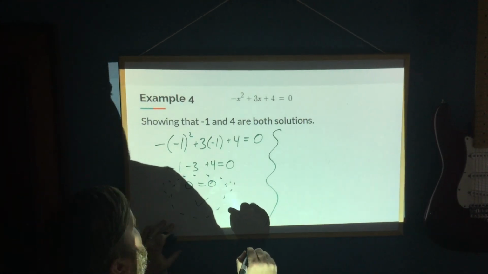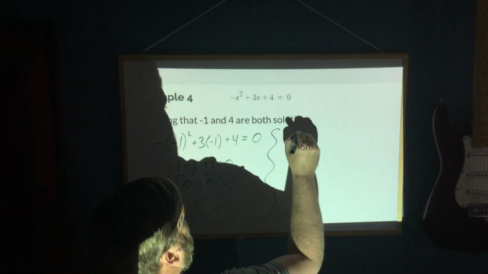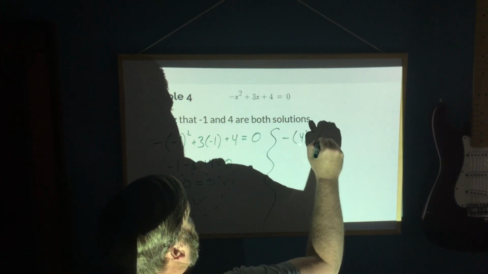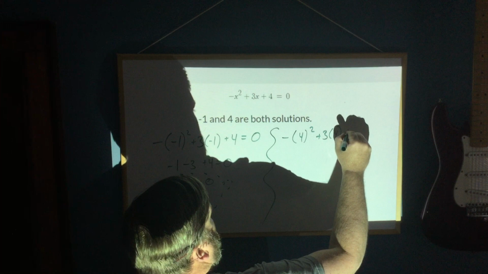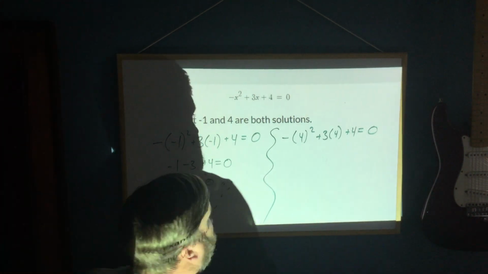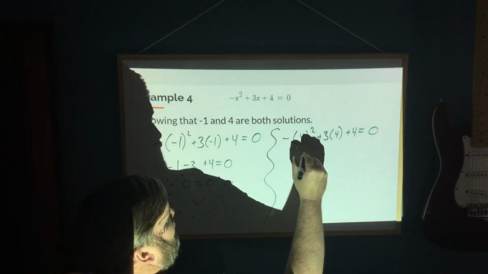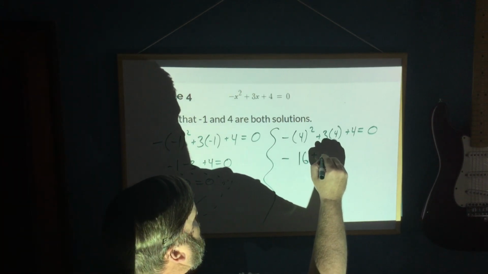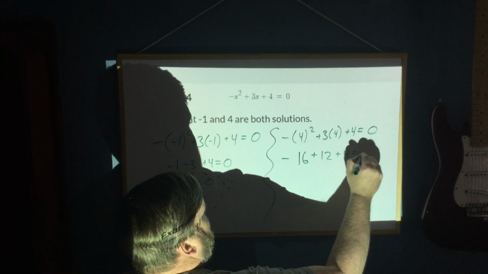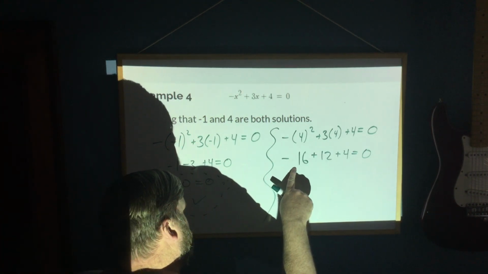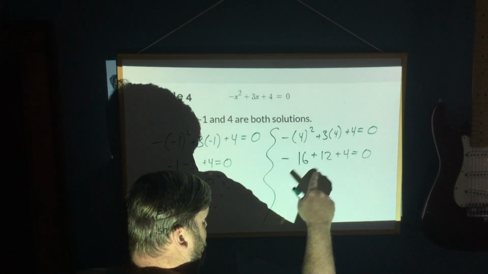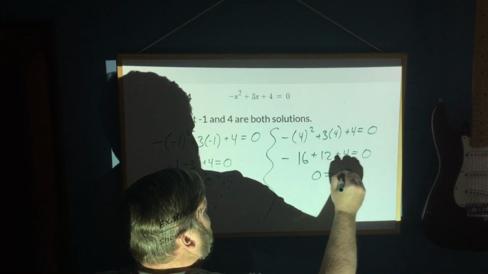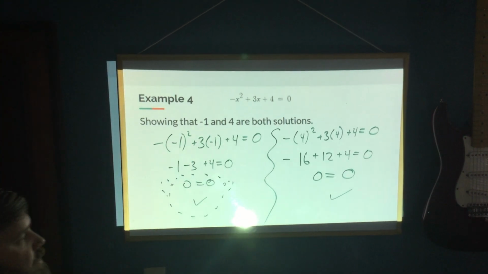All right, plug in 4. So we get negative 4 squared plus 3 times 4 plus 4 equals 0. Square 4, you get 16. Drop the negative. 3 times 4 is 12, plus 4. Negative 16 plus 12 is negative 4. Negative 4 and 4 are 0. So I get 0 equals 0.